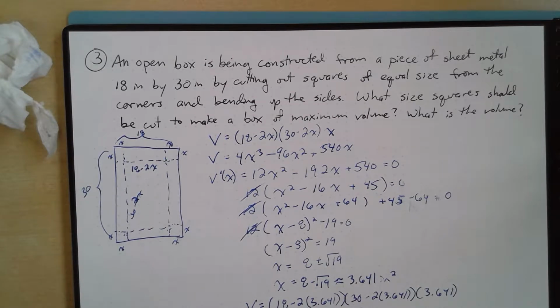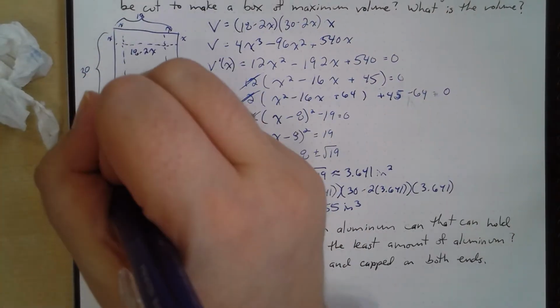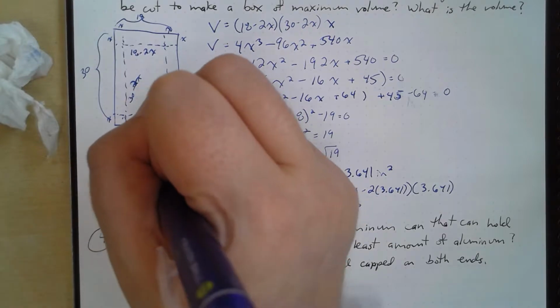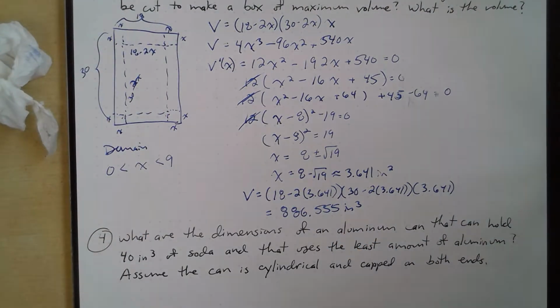Now, if there was anything that you were wondering about, it might help to notice here that the domain of x has to be between 0 and 9, right? Because it can't exceed 18 there. So that's something to take note of while you're doing these optimization problems.